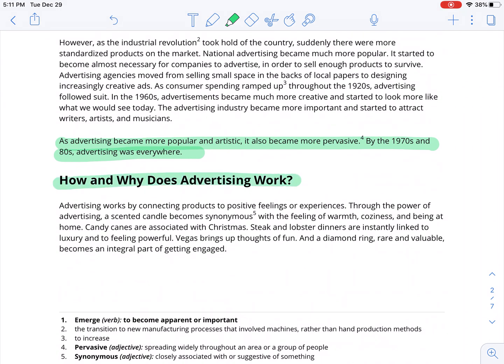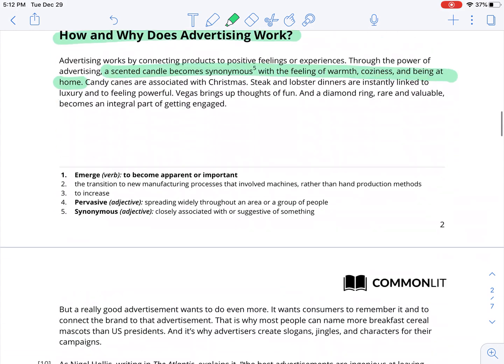How and why does advertising work? Here's where I bet a lot of our evidence could come from. Advertising works by connecting products to positive feelings or experiences. Through the power of advertising, a scented candle becomes synonymous with the feeling of warmth, coziness, and being at home. Candy canes are associated with Christmas. Steak and lobster dinners are instantly linked to luxury and feeling powerful. Vegas brings up thoughts of fun, and a diamond ring, rare and valuable, becomes an integral part of getting engaged.